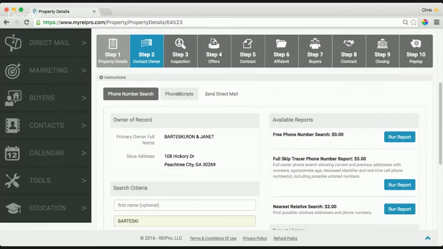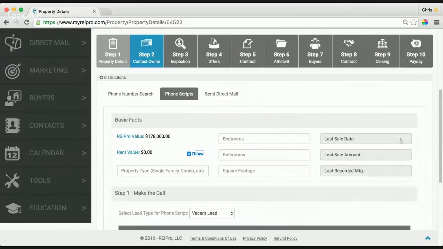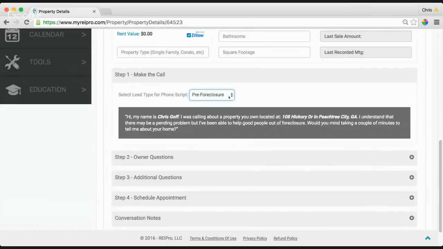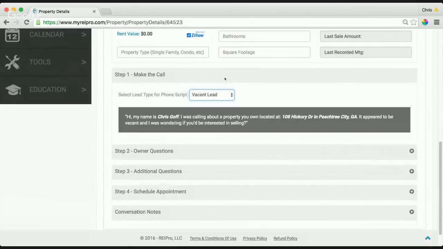So once we find the phone number, you're going to click on this tab called Phone Scripts. And the first thing you want to do is you'll see this little drop down. And what happens is as you change it, this was a vacant lead, it's actually going to give you the phone script. Hi, my name is Chris Goff. I was calling about a property located at 108 Hickory Drive in Peachtree City. It appeared to be vacant. I was wondering if you'd be interested in selling it.